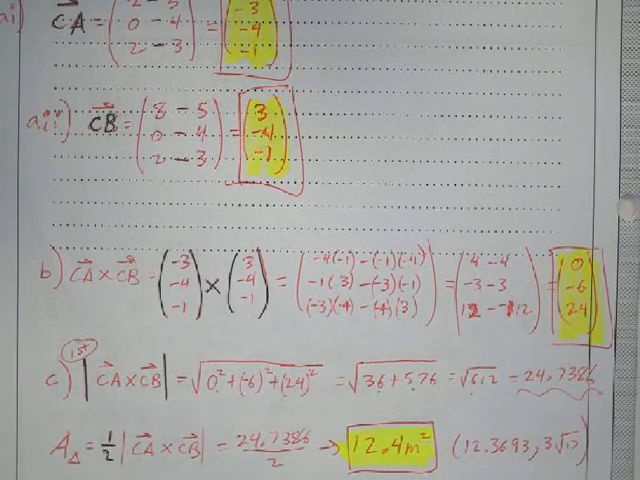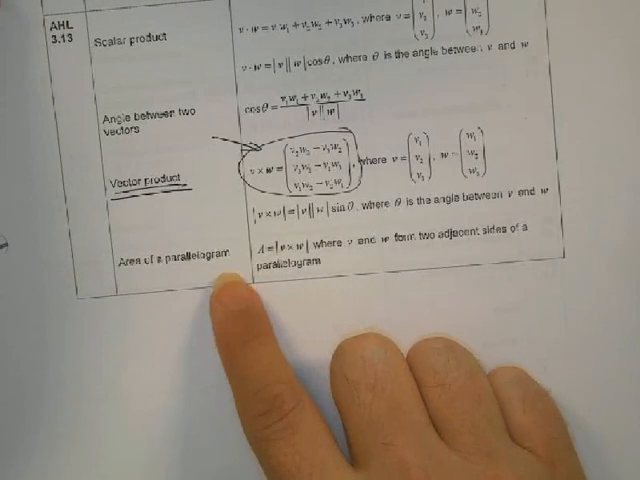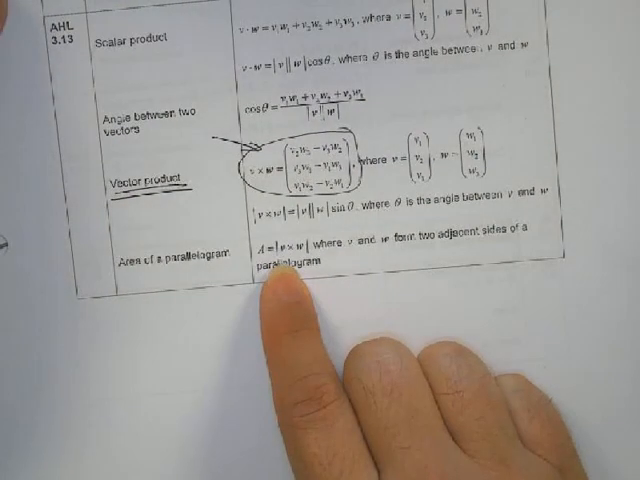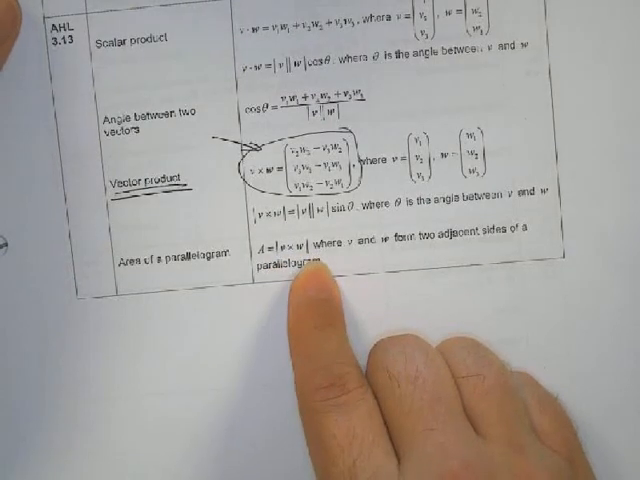Okay, if you look at the formula packet, it says the area of a parallelogram. So guess what? For a triangle, you just have to divide it by 2.